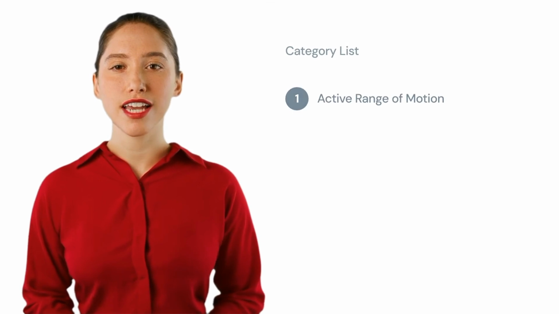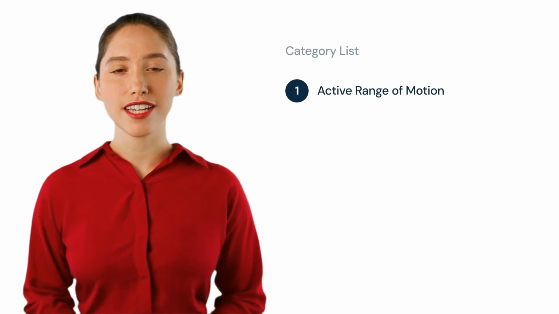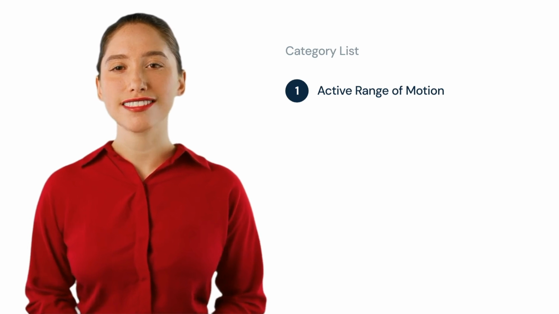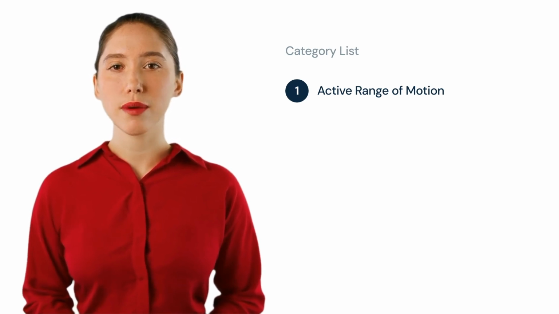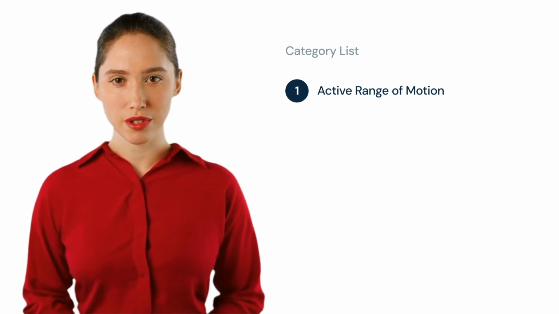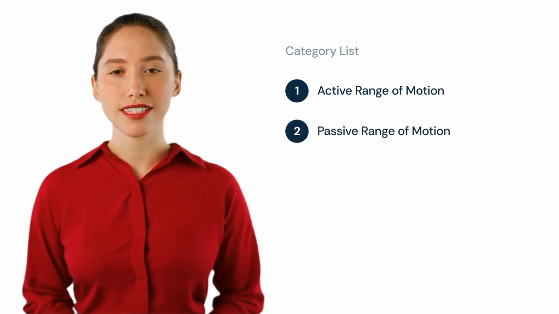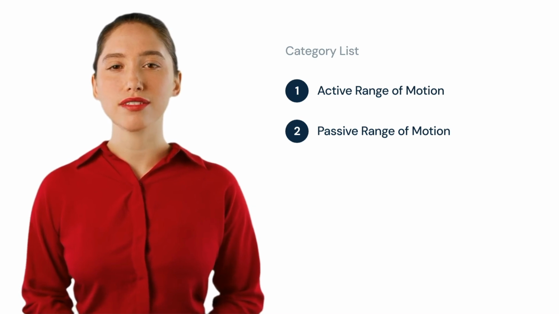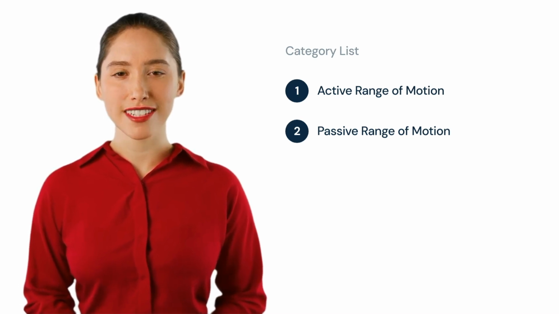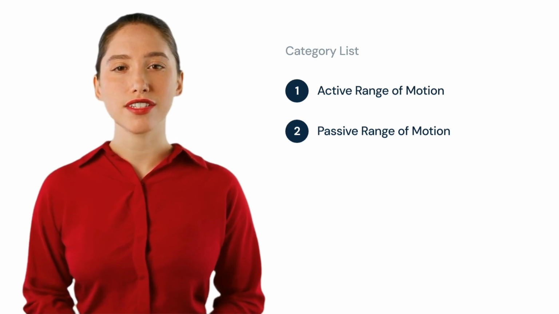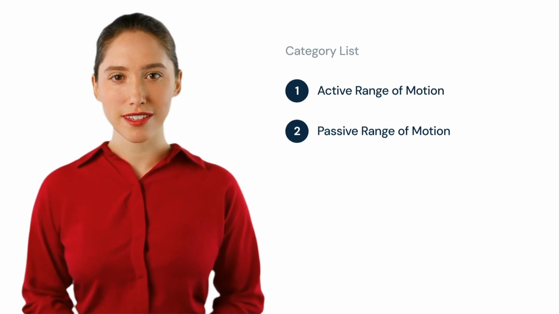Fourth, the exercise category list includes active range of motion. Exercises are movements performed by the individual without assistance. These exercises are designed to improve or maintain joint flexibility and muscle strength. Passive range of motion. Exercises are movements performed on a person's joints with the assistance of a caregiver, therapist, or another external force. Exercises are used to maintain or increase joint flexibility, prevent stiffness, and preserve joint function.